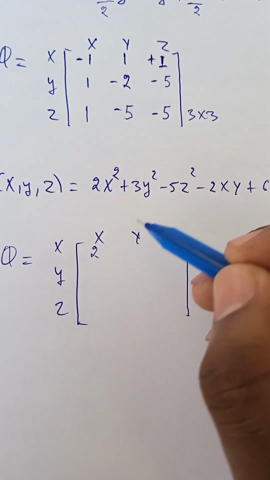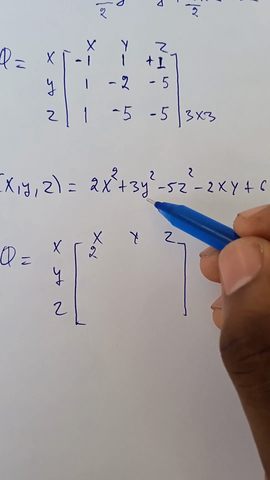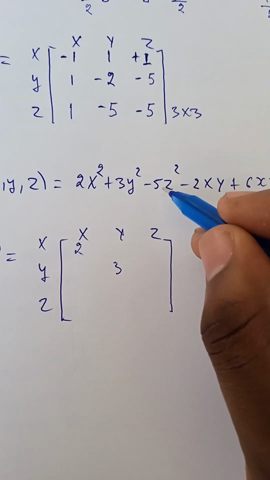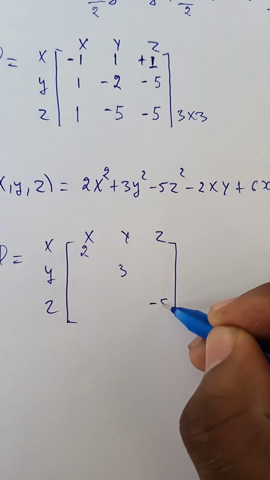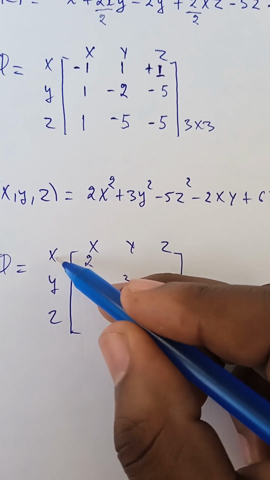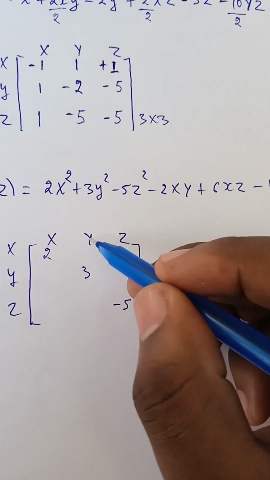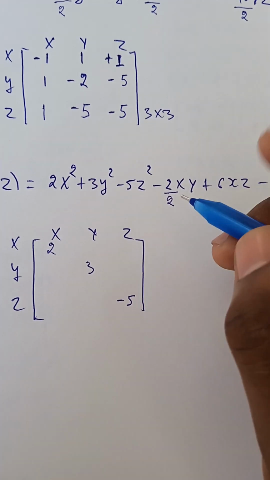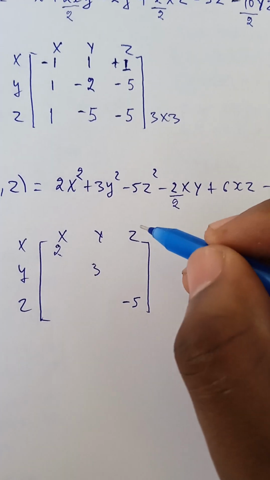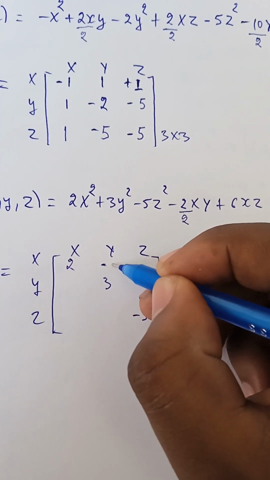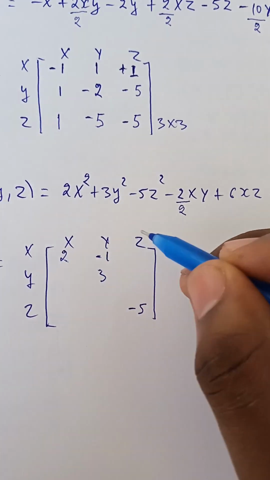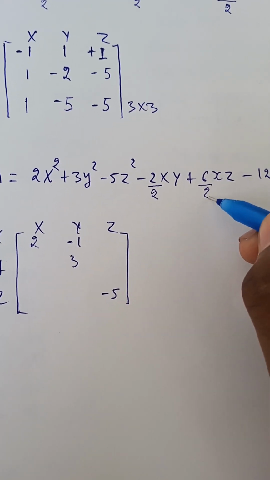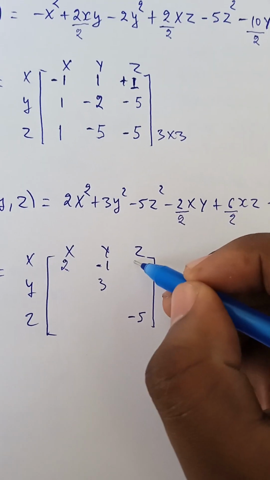Y and y. The coefficient of y squared is equal to 3. Put 3 here. The coefficient of z squared is minus 5. Put minus 5 here. So x and y. The coefficient of xy is minus 2, divided by 2 is equal to minus 1. So here it will be minus 1. X and z, the coefficient is 6 divided by 2. It will be 3. We put 3 here.